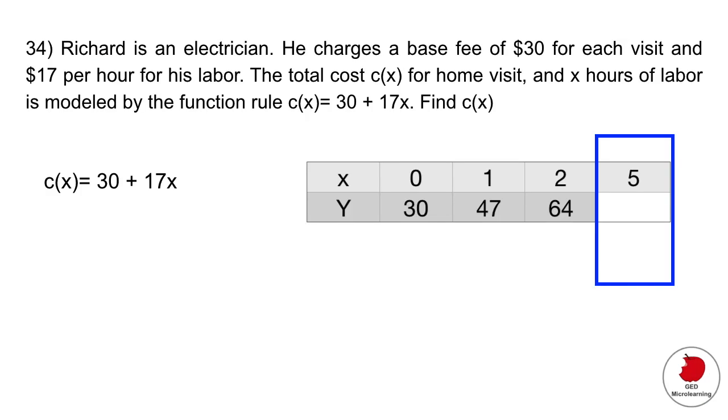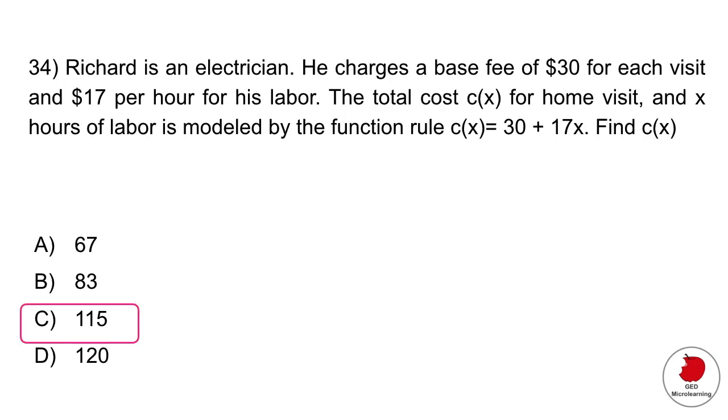Okay, so all you have to do in your problem is take that value for X and introduce it into the equation there on the left as such. And that would give you that C of X is 115. Okay, so that is your correct answer, option C.